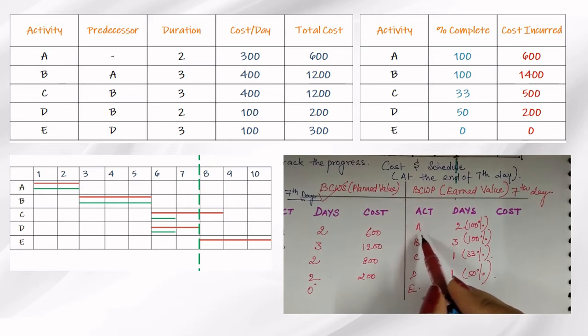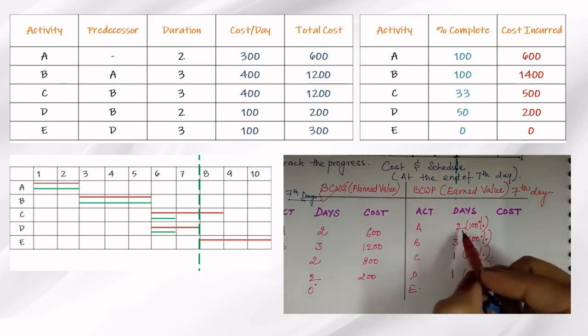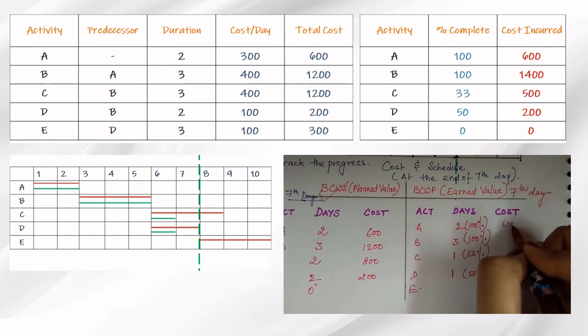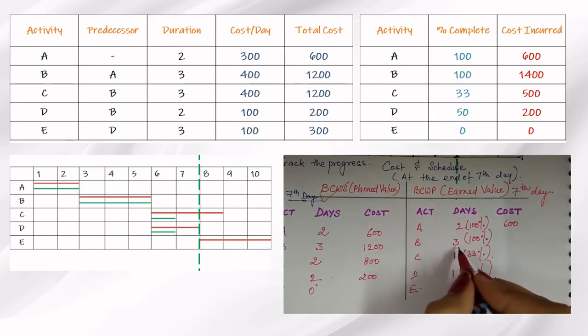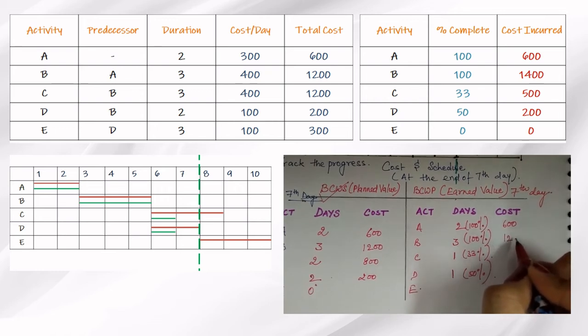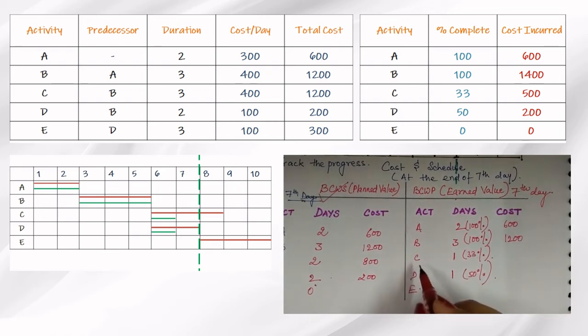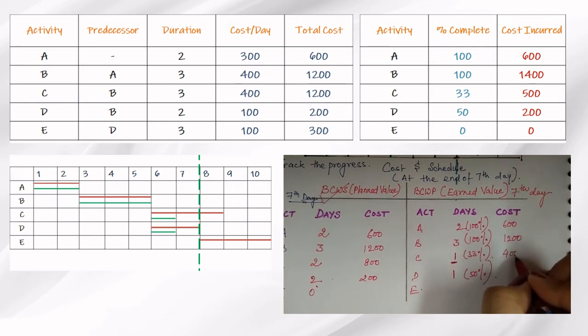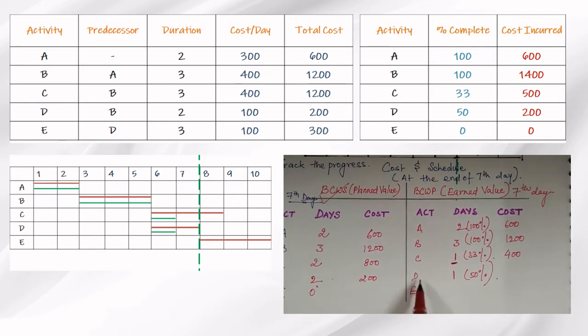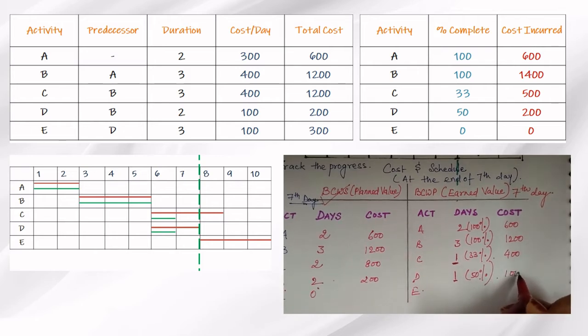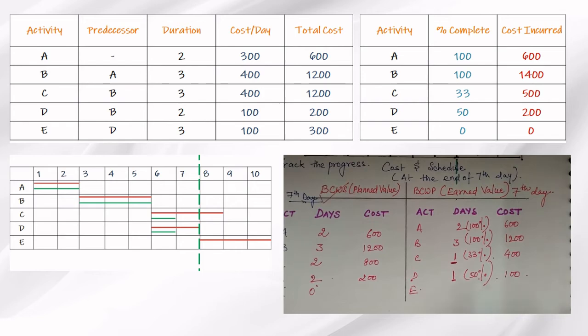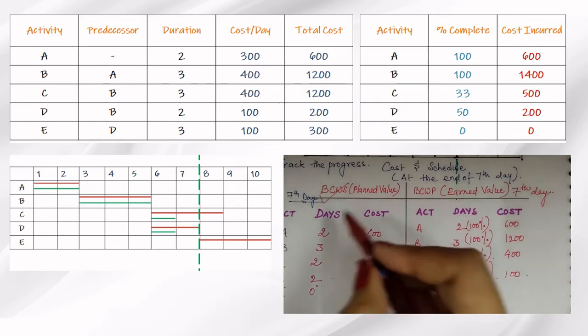Now A is costing rupees 300 per day, so it is completing 2 days, so we have rupees 600. Now B is 3 days and per day cost is 400, so it will be costing 1200. Coming to C, the per day cost of C is 400 and I have completed only 1 day, so the worth of 1 day is 400. Now coming to D, D is covering 50%, that is 1 day, and the per day cost of D is 100, so I am calculating as 100. So this is the earned value and this is the planned value.